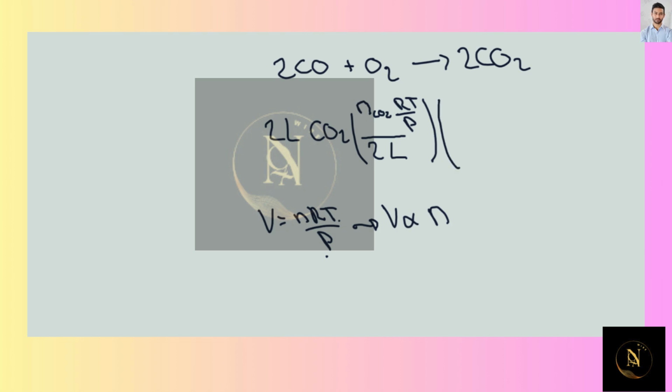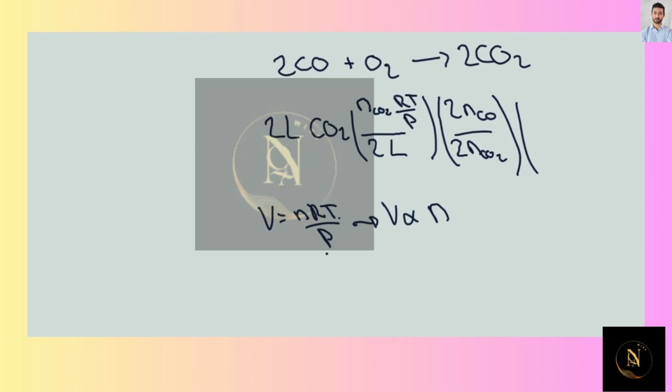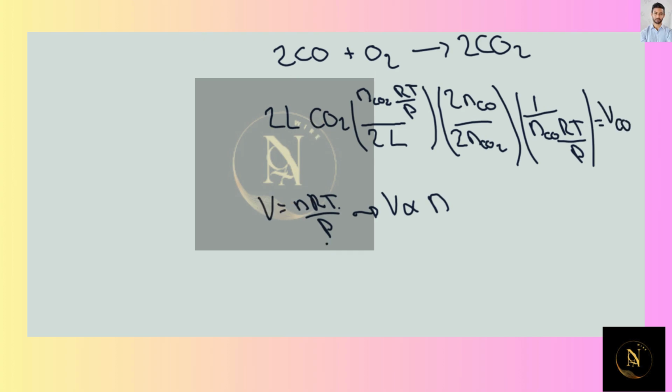Next up, we know that 2 moles of CO2 is going to react with 2 moles of carbon monoxide. And similarly to that, we need to get that dividing this quantity by the amount of moles of carbon monoxide times RT divided by P is going to give us the volume of carbon monoxide that we're going to require.